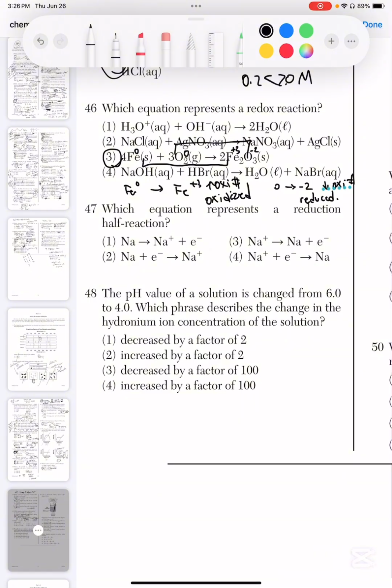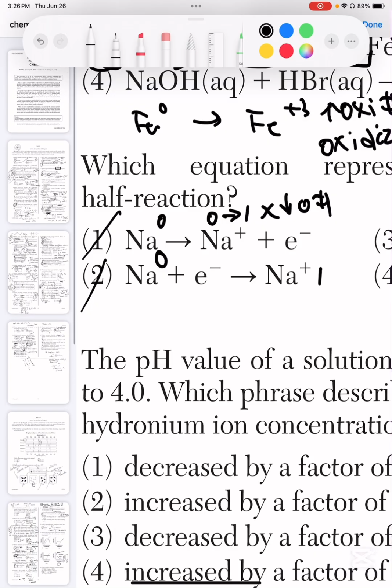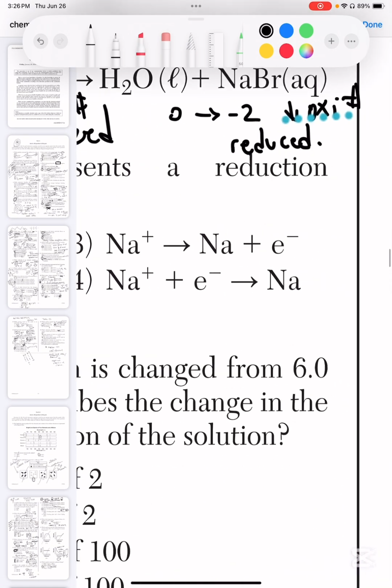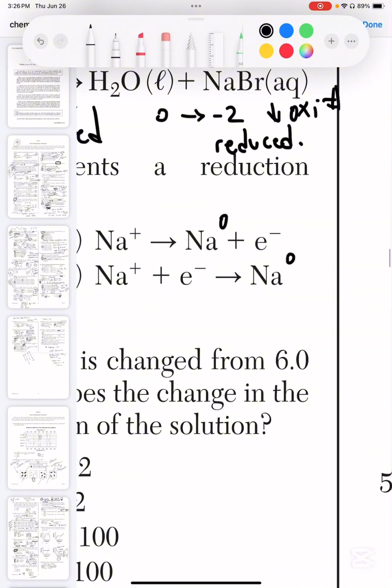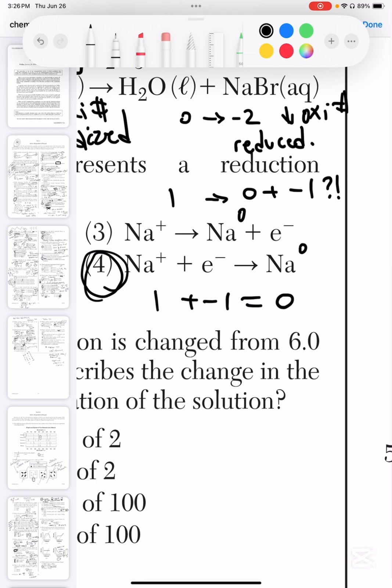So reduction half reaction, from here to here, this is 0 to 1. That is not a decrease in oxidation number. 0 to 1, again, not a decrease in oxidation number. And then both of these are 1 to 0, but we have to look at which one makes sense. 1 equals 0 plus -1. Whoa, that's crazy. We're breaking math. Plus -1 equals 0. Which one makes sense? Number 4 makes sense, right? Because the first one, how can 1 equal 0 minus 1? That's just silly.